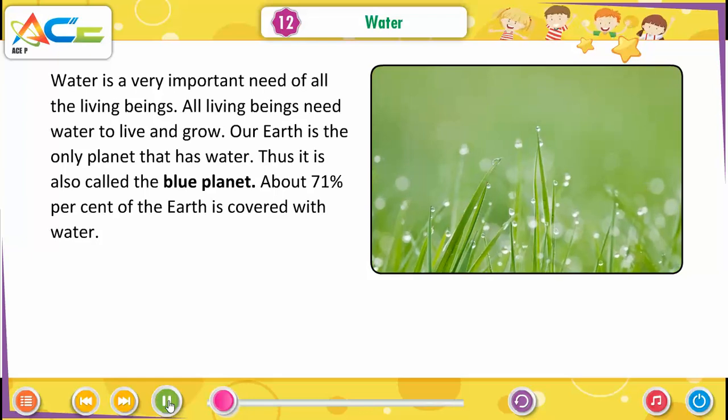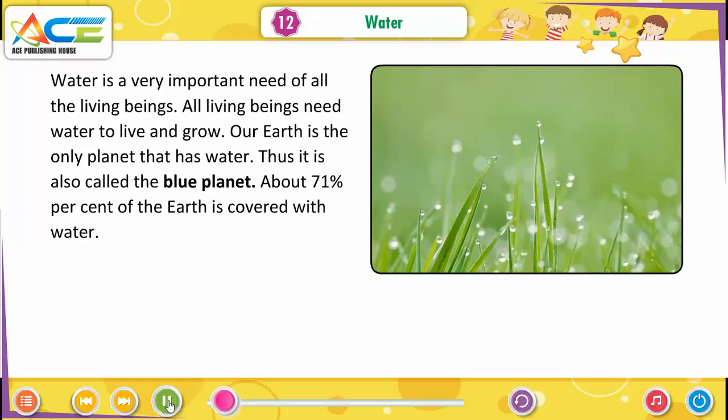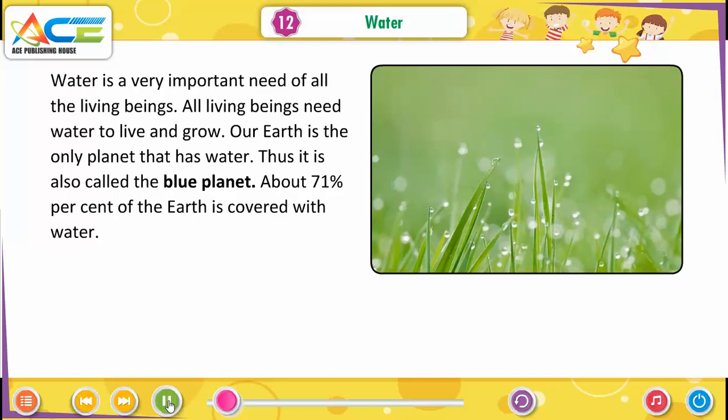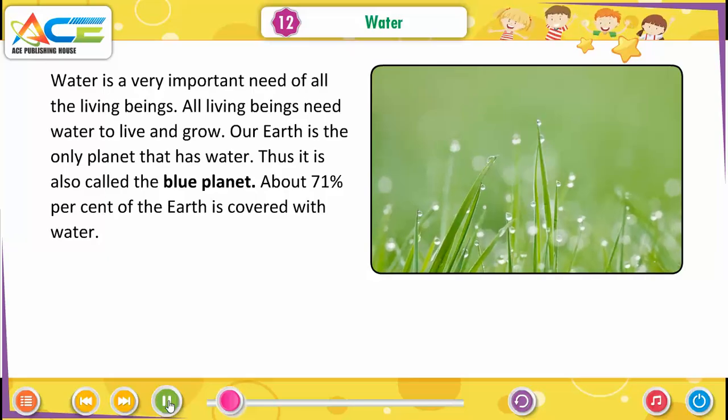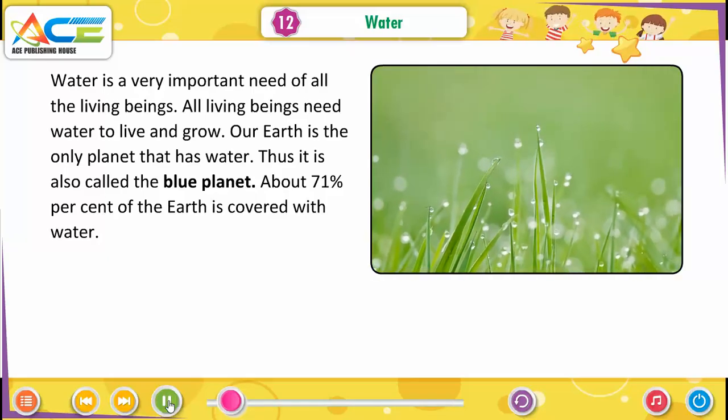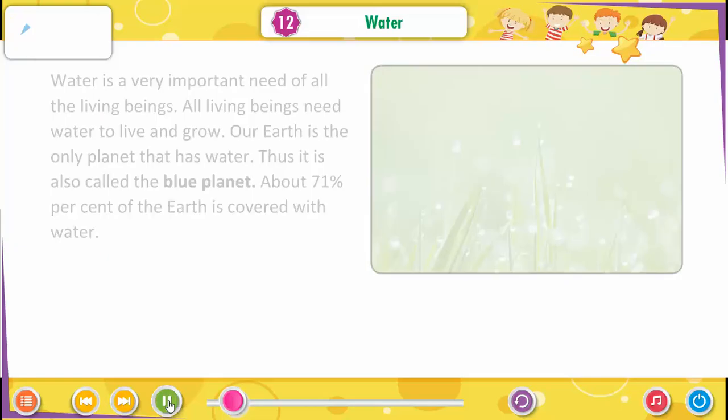Water is a very important need of all living beings. All living beings need water to live and grow. Our Earth is the only planet that has water. Thus, it is also called the blue planet. About 71% of the Earth is covered with water.